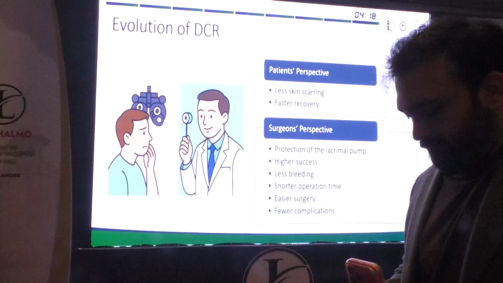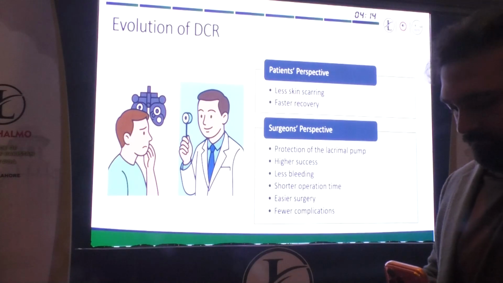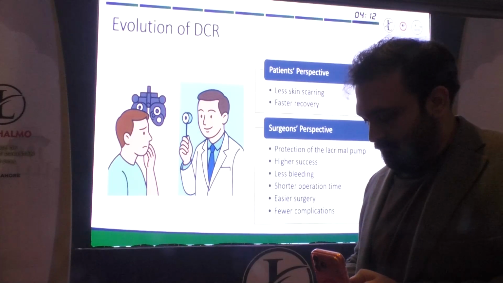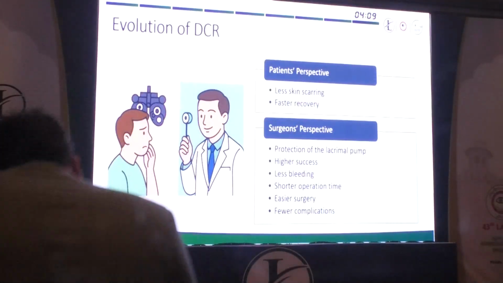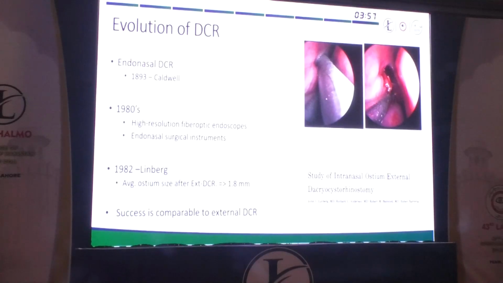But of course, evolution continues, and patients want to have less skin scarring and a faster recovery, and as surgeons, we want to protect the lacrimal pump function, also have a high success rate, less bleeding during the surgery, a short operation time, easy surgery, and also we don't want to have any complications.